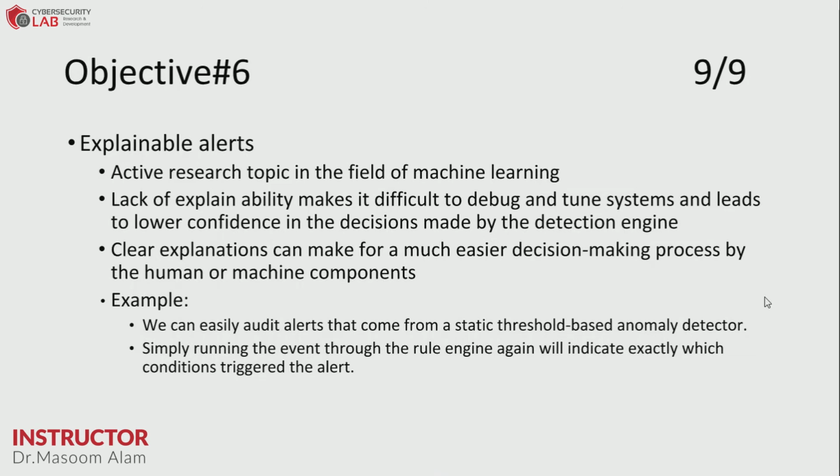So we can easily audit the alerts that come from a threshold based anomaly detector. The explanation will be that because the threshold was crossed, that's why this is considered an anomaly. The second method is that we can run the same event through the rules engine to see what exactly is the condition which is violated and why the alert is being generated by the anomaly detection system.